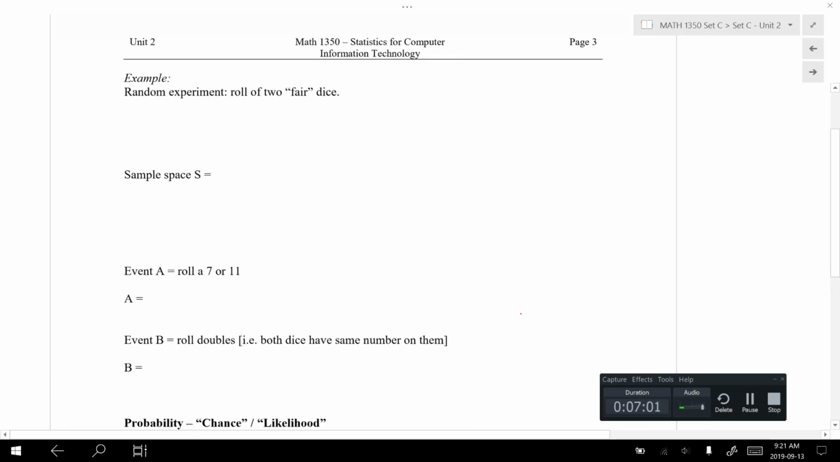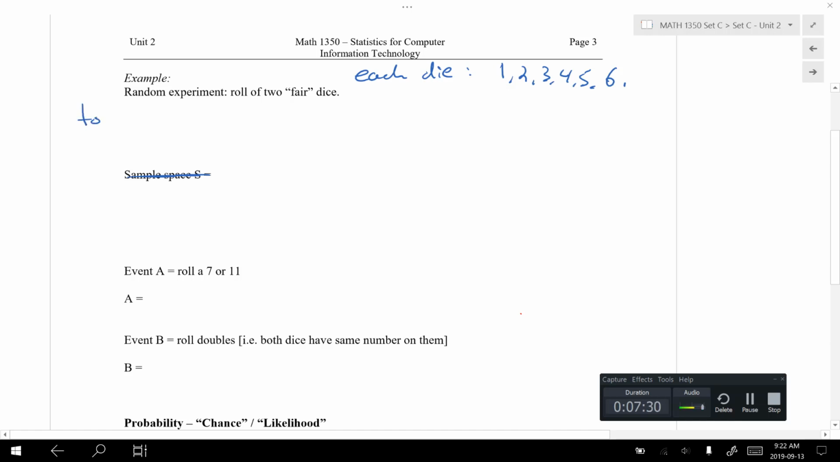You can imagine instead of rolling 1, we can roll 2 fair dice. Each die has the numbers 1 through 6 on them. Now, there's a couple different ways we could consider the sample space here, depending on what we're interested in. So actually, let's think about two different sample spaces.